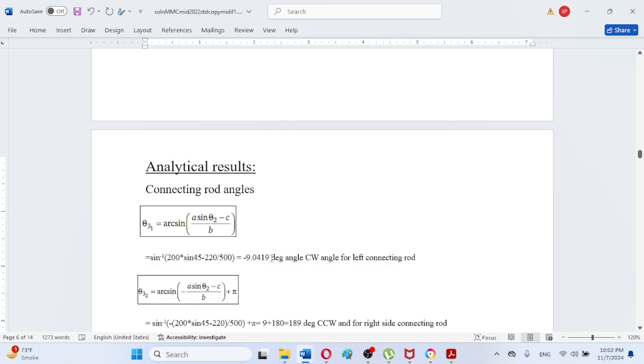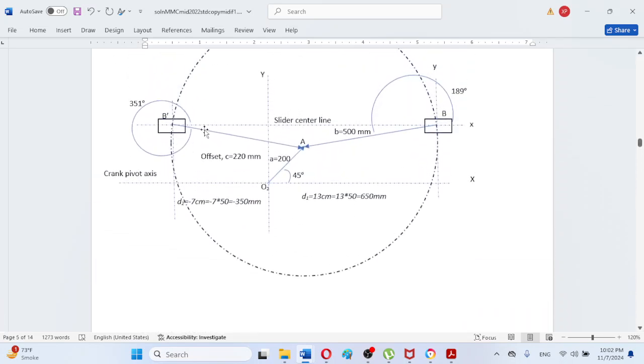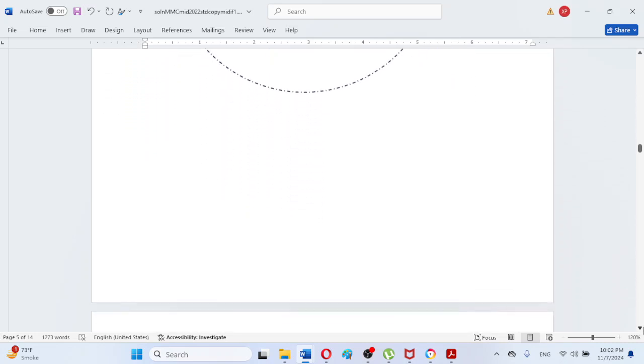This is the angle for the left hand circuit, because as I can show here, if we move to the left hand connecting rod, this angle is actually minus 9 point, this is the positive x-axis. So in the clockwise orientation up to this, that will be equal to 9.0419, which if we subtract from 360 degrees, actually gives approximately 351. This is the graphical result, but the practical result is in the analytical formula.